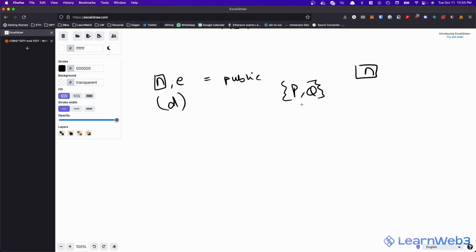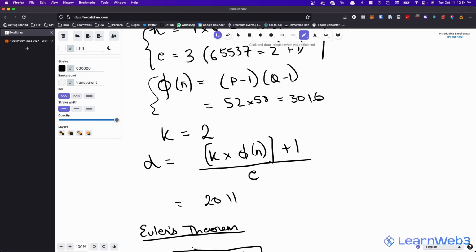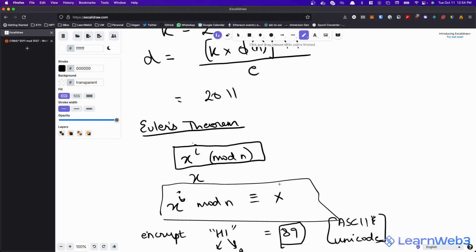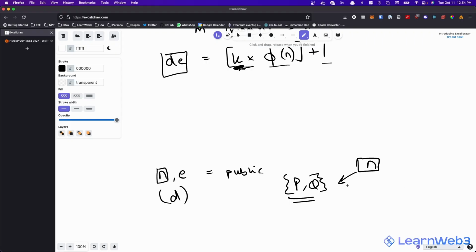So if the adversary can somehow compute p and q by deriving them from n, then they have everything they need to calculate the value of d, because then they can calculate phi of n, (p minus 1)(q minus 1), and calculate the value of d. So the only thing keeping you safe is how n is calculated, i.e., what are the prime numbers that went into creating the value of n. And as long as these two numbers are kept safe, d is safe, right?